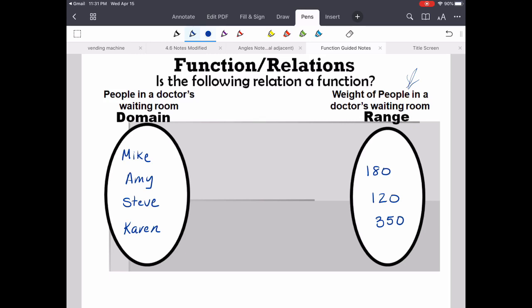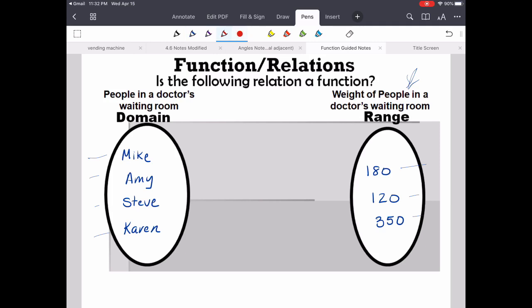Now, what do you think? If I only wrote 3 numbers there, do you think that's a function, or is it not a function? It's definitely a relation no matter what, but is it a function? Am I leaving off not enough information? Is it possible that these 4 people, Mike, Amy, Steve, and Karen, could all share these weights, 180, 120, and 350 among the 4 of them? And the answer to that is, yeah, they could.